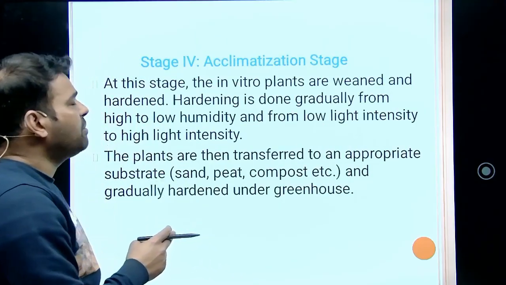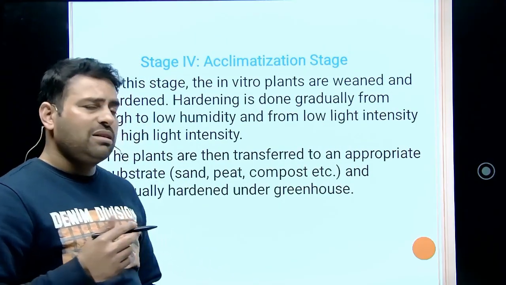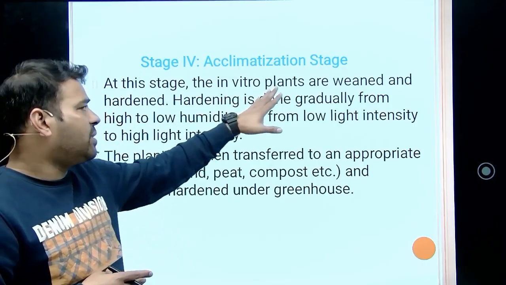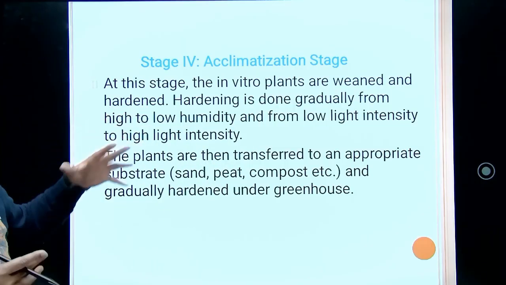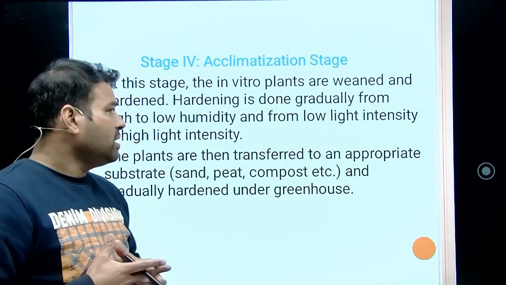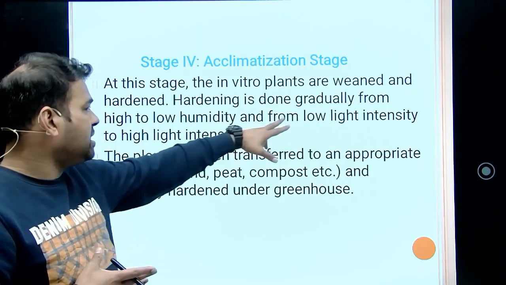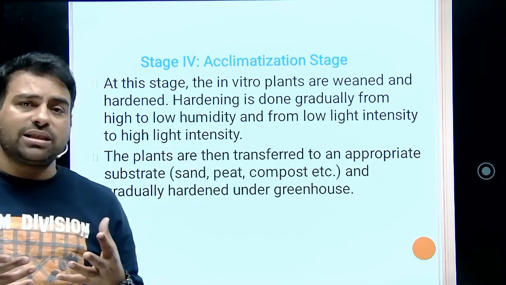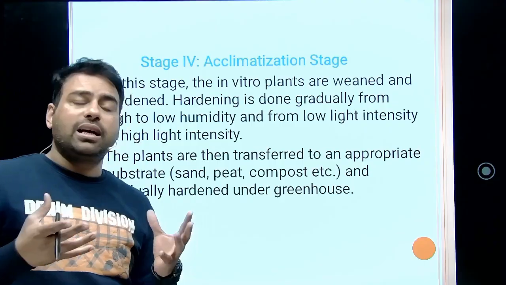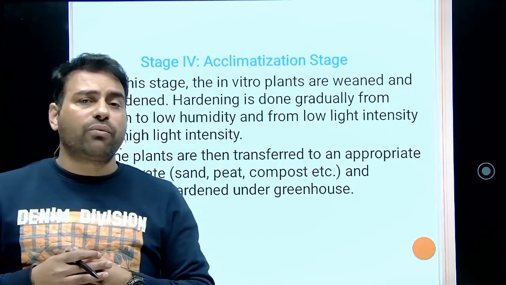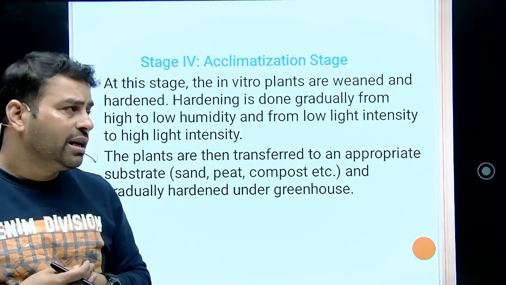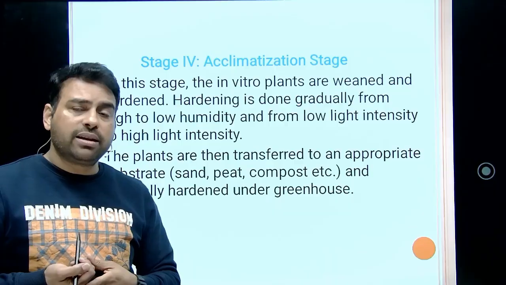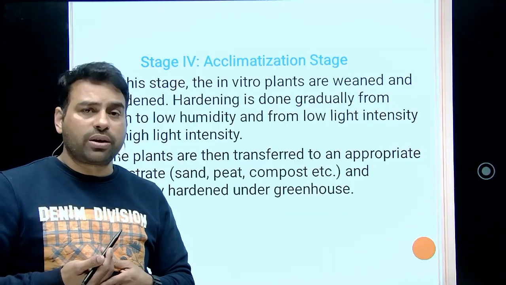After that, the acclimatization stage. As discussed, acclimatization means the hardening process, primary hardening and secondary hardening. At this stage the in vitro plants are weaned and hardened. We are doing hardening of the small and new young plants. Hardening is done gradually from high to low humidity. In the lab we are controlling the conditions, maintaining the humidity around 60 to 80% and temperature around 25 degrees centigrade. But in natural conditions the temperature will be around 35 to 45, and the humidity around 30 to 40%.